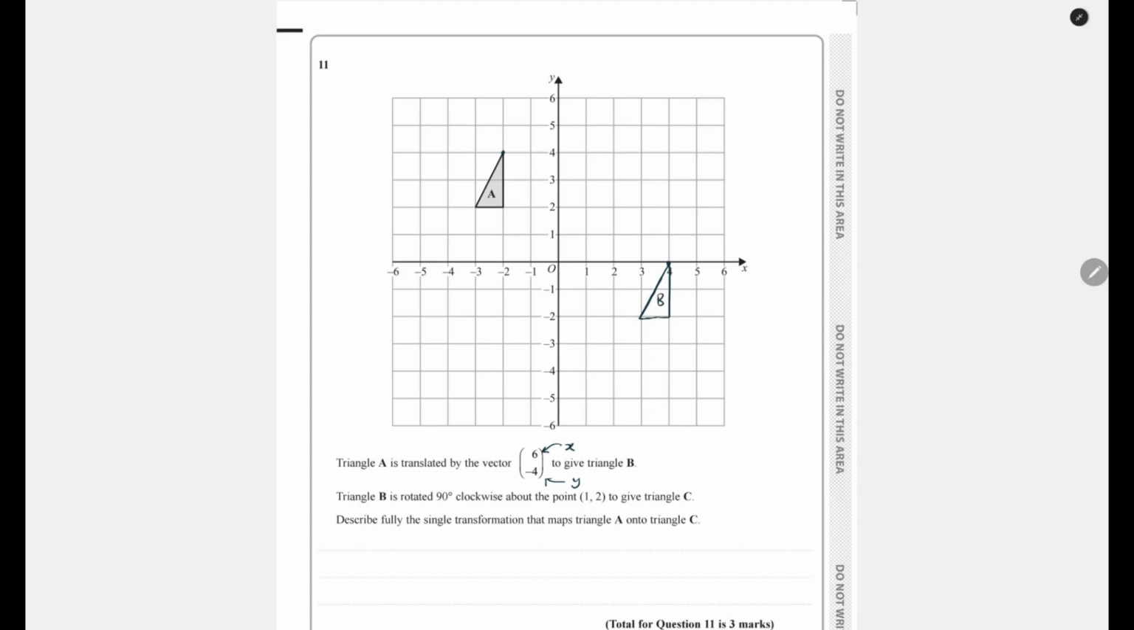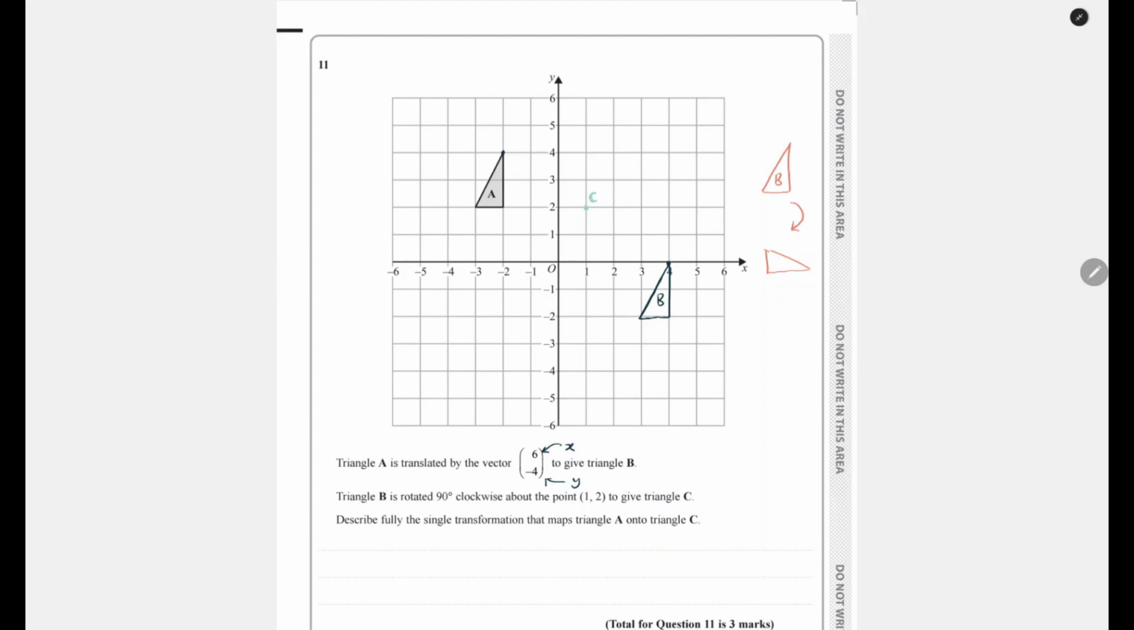Perfect. The next thing that we need to do is rotate B into C. And we know that we rotate B 90 degrees clockwise about the point (1, 2). So let's find out where the point (1, 2) is. That's about here. And we call this the center of rotation. Now, I'm going to quickly do a sketch here. This is my triangle B. I know that if I rotate 90 degrees, I'm rotating this way. And so my new triangle should look like this.